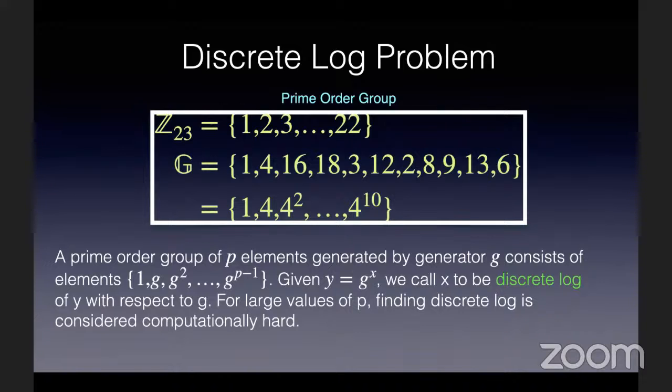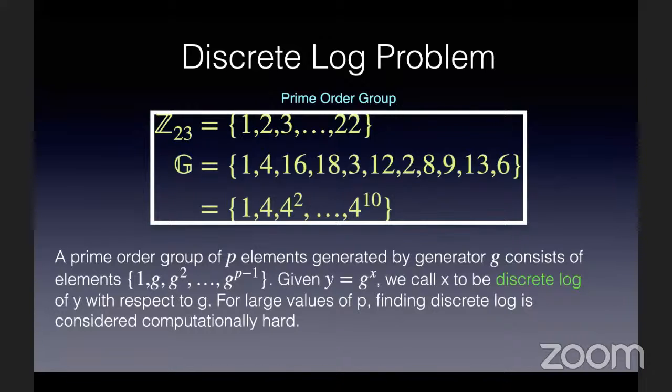And then we cycle back to 1. So once we get to 6, if we do 6 into 4, that is 24, which is just 1 mod 23. So you get back 1. So essentially this set is 1, 4, 4 squares, all powers of 4. So this we call a group. This is an example of a group.